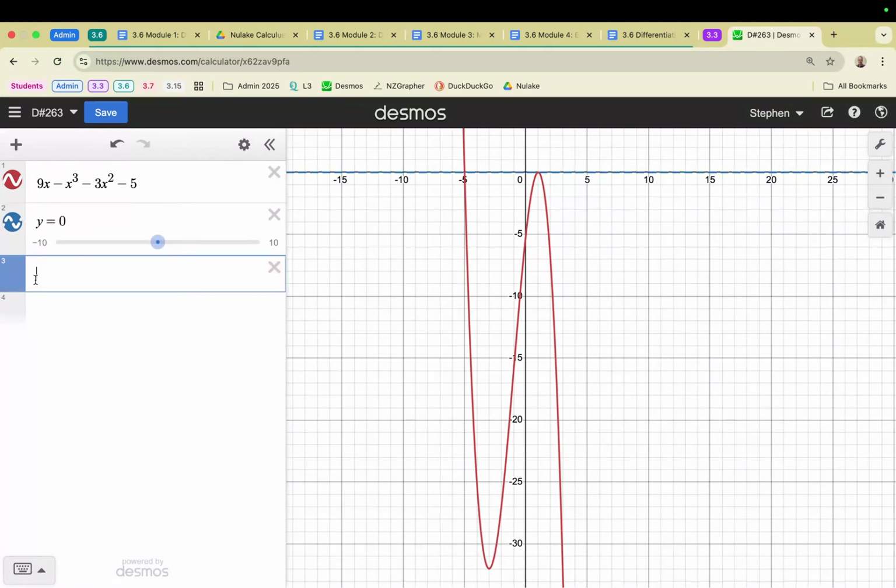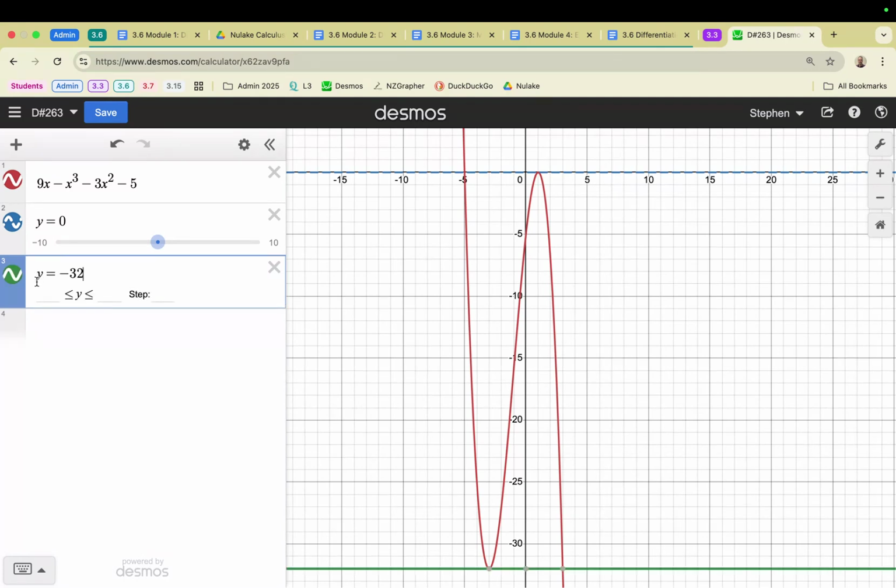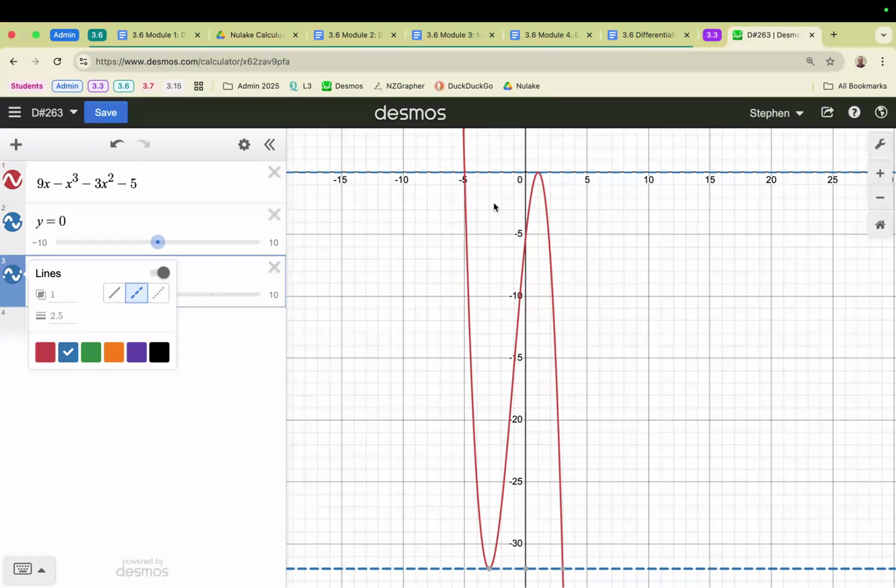Okay, and let's do another one here. What was this one down here? It was negative 32. So nice numbers. y equals negative 32. And let's keep the same tangent. So what's special about these turning points? As we know, stationary points have a gradient of 0, as in it's a horizontal line there.